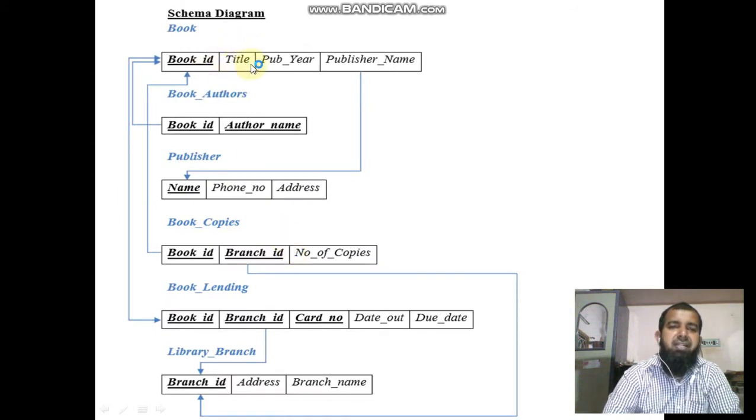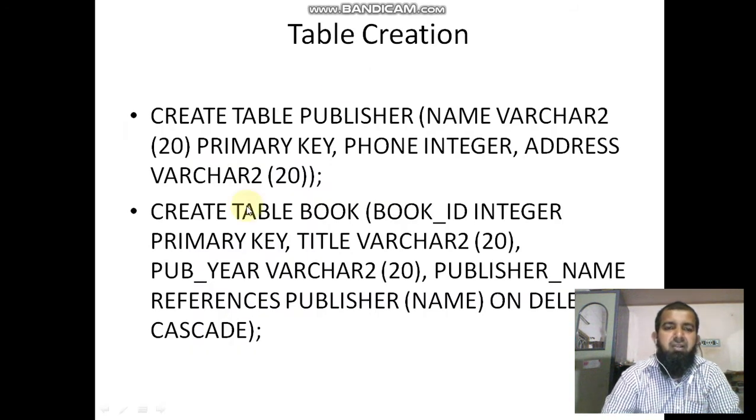Similarly, what does the book table contain? Book ID, title, publisher name and published year. So create table book: book ID integer, it contains numbers, that is a primary key. Title is a character. Publish year, that is also character. Publisher name, references.